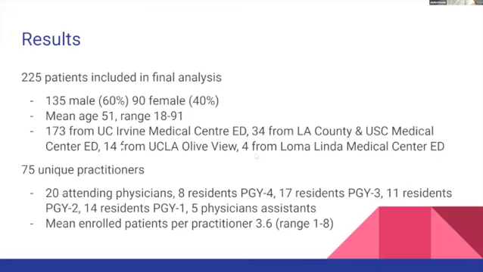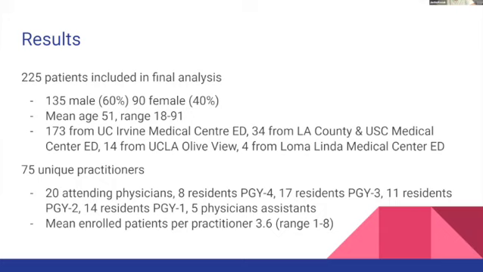34 came from this other site, 14 from the UCLA Olive View, and only 4 came from Loma Linda. So take the multi-center with a grain of salt. There were 75 unique practitioners, of which 20 were attending physicians, 8 were fourth-year residents, 17 were third-year residents, 11 were second-year residents, 14 were first-year residents, and 5 were physician assistants. The average enrolled patient per practitioner was 3.6, and there was a range from 1 to 8. So obviously you needed to do at least 1 scan to be one of the 75 practitioners.